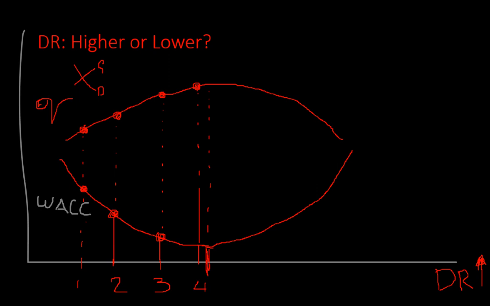Let's assume and let's just exaggerate that you applied for additional loan. So your debt ratio increased, which resulted to an increase in your weighted average cost of capital from this point to this point. Is this favorable? The answer is no. Why? Because your weighted average cost of capital is higher, and we expect that the value of the firm will be lower.